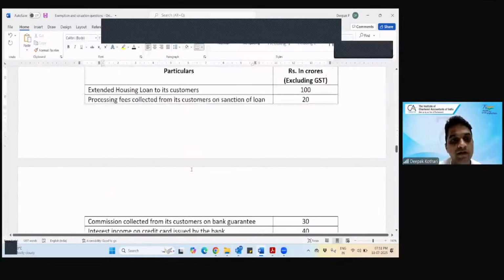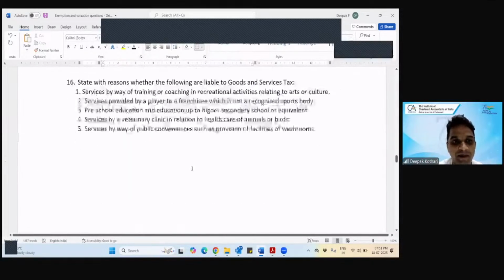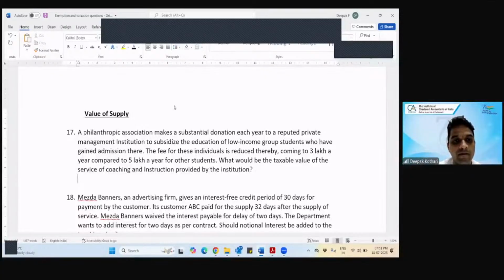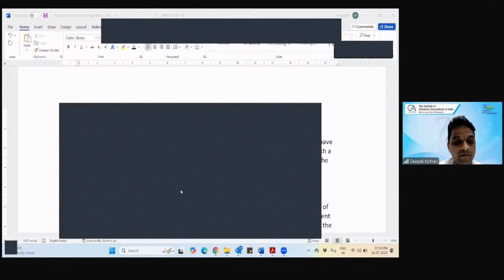Now let's get into value of supply. On that education exemption extra billing question: if extra billing is done for hobby classes, like the tuition classes and hobby classes they are doing, and it is artificially bundled, not a requirement under the school, then that will be taxable.